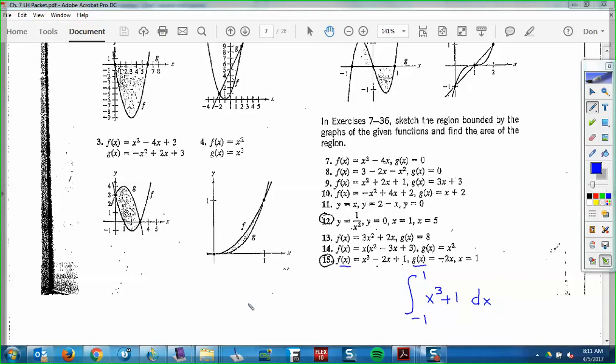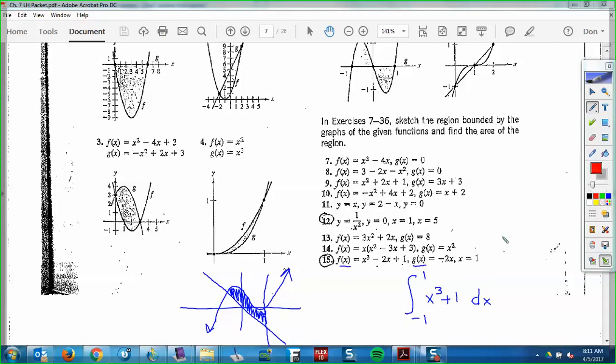Now, in this particular case, in 15, the cubic goes up, comes down, dips just a little below and goes like that, right? And then the line, negative 2x, comes kind of through here like that. And then it says also intersected by x equals 1. And x equals 1 comes right about here. Okay? So it's this region right in here that we're finding.